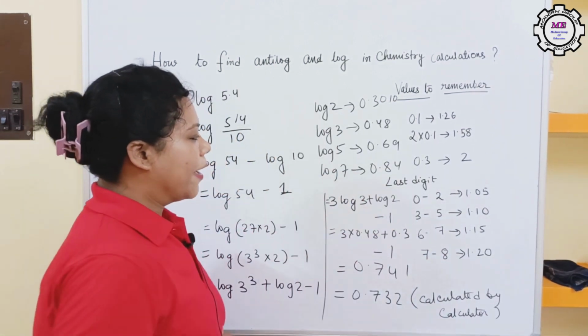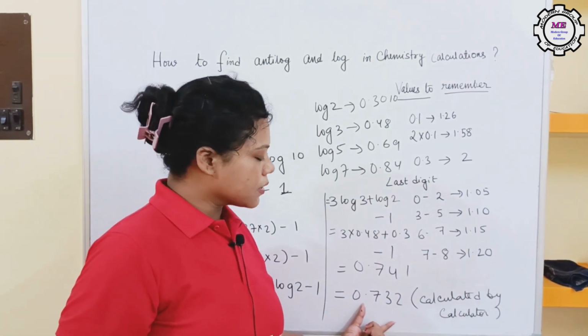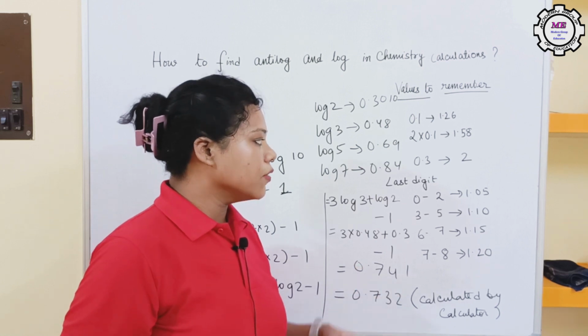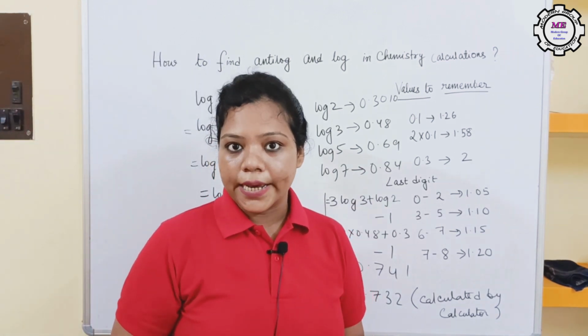Okay, you will get our approximate value. This is very close value to this value. This value is calculated by a calculator, and this value you get from calculations. Hopefully you have understood. Then we will go to the next process.